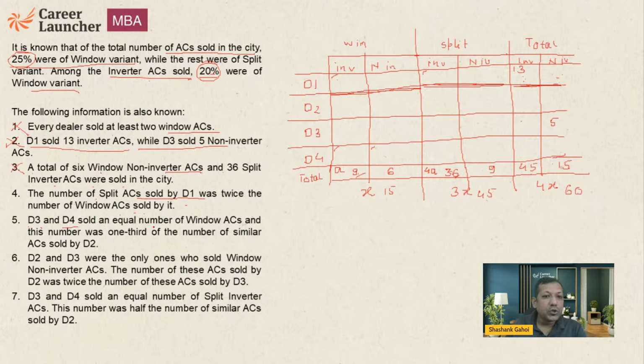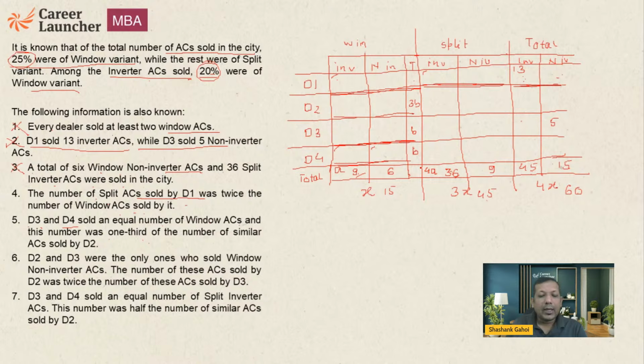D3 and D4 sold equal number of Windows AC, which means this sum is equal to this sum. And this number is 1/3 of this number. So let me write a little bit over here. Let's say this is total. So basically, if this is B, this should be 3B. This is what that is telling us. So the total sum is going to be 5B plus something.